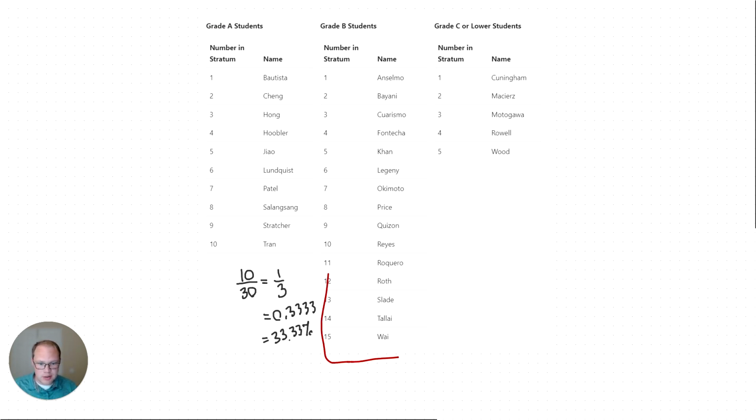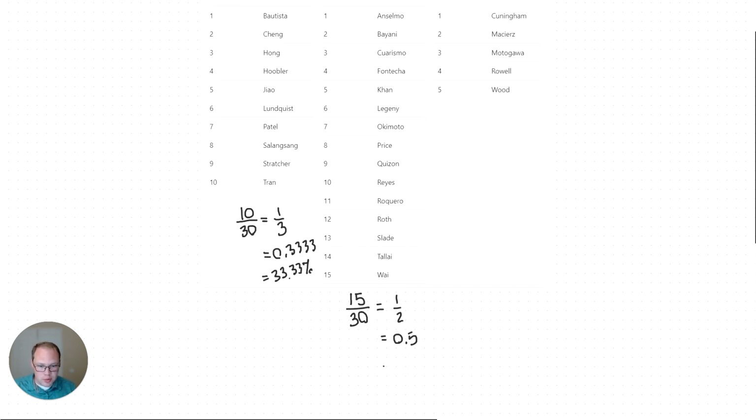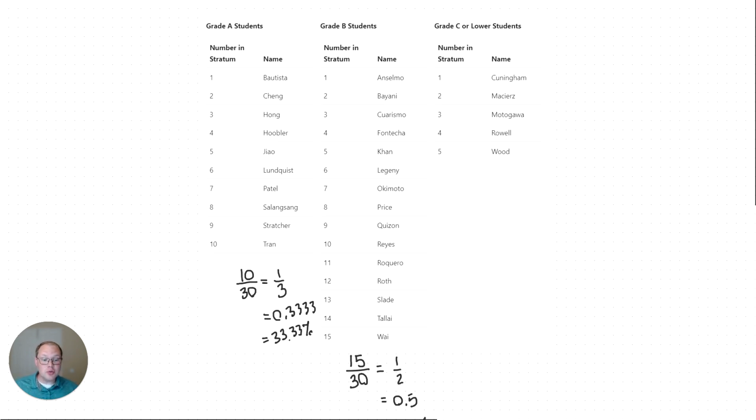What about this group here? In this case, there are 15 students in the group. So that means 15 out of the 30 students come from this second group, the grade B students. That's 1/2 if you reduce that. 0.5 is a decimal. If you take 1 divided by 2, you'll get 0.5. Or if you convert it to a percent, that's 50%. To convert to a percent, just take your decimal and move it 2 places right. That's a percent. Which means we want half the students in our sample to come from this group.